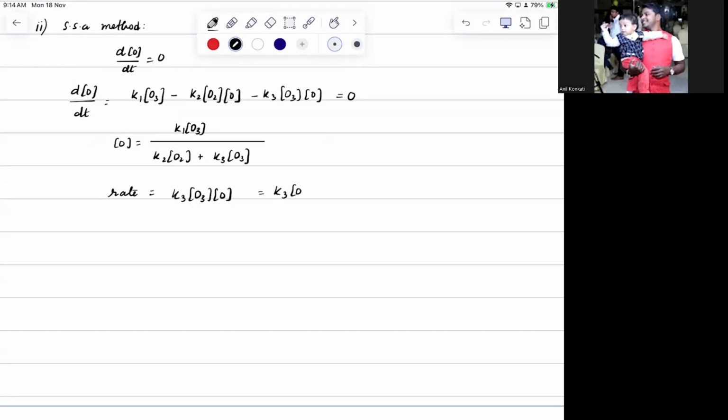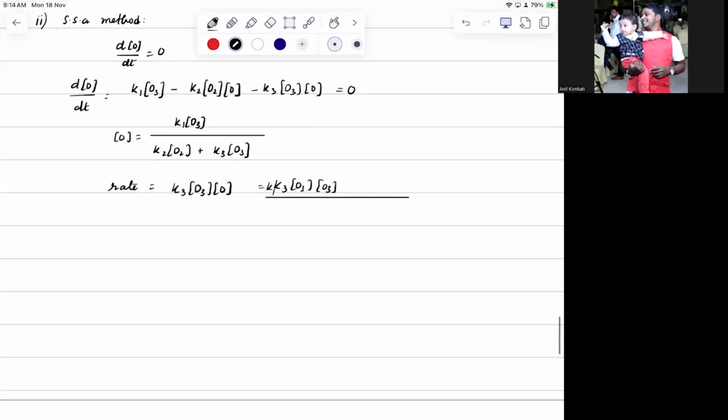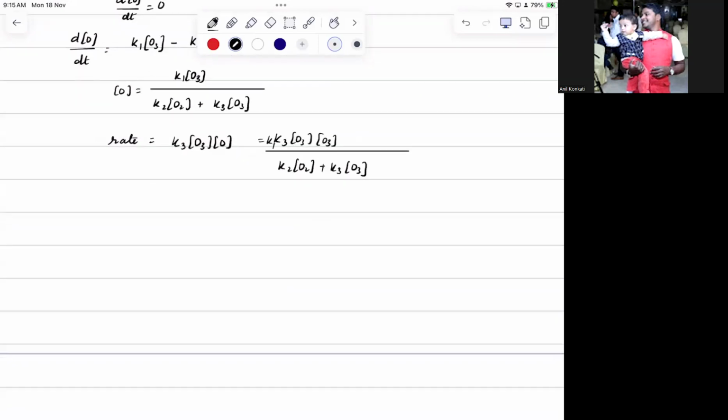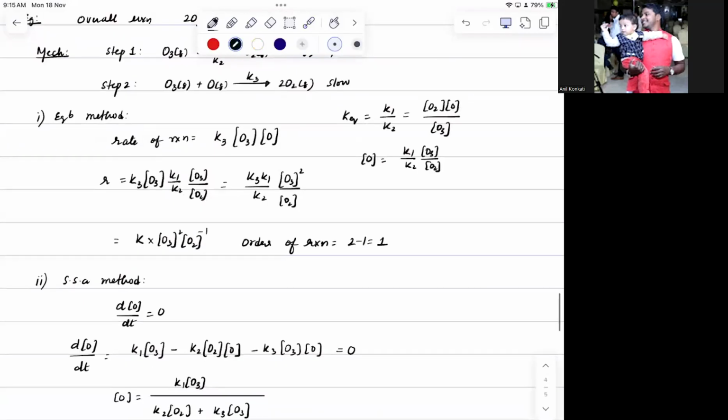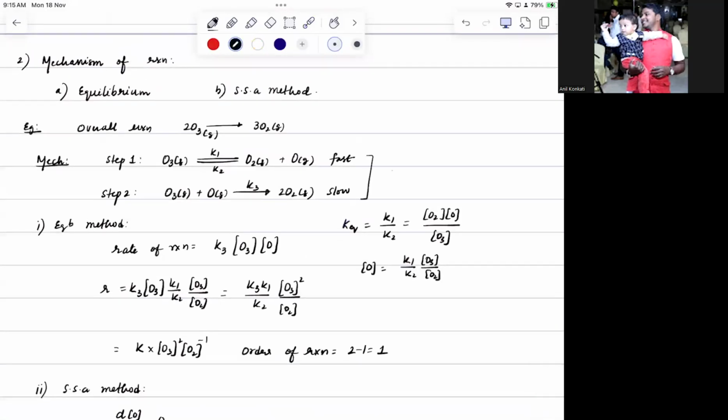So K3 into O3 into K1 into O3 whole square, divided by K2 into O2 plus K3 into O3. So this is what we have. And approximately, if you compare K2 and K3, K3 is a very, very small value. In slow steps, you can always comment on this fact that K1 might be far greater than K2, K3, and K2 might be far greater than K3, because of which the rate has such difference.